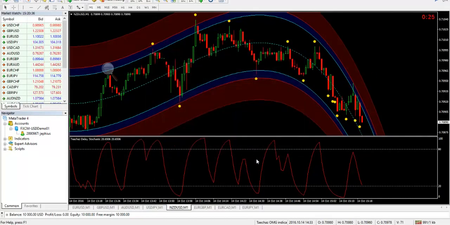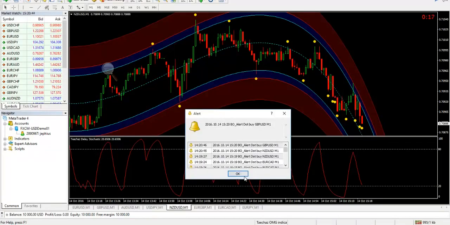So here you can see that the signals do not repaint. It's saying it's going up, it went down, but it keeps on saying, and the signal doesn't disappear. This is what I like.